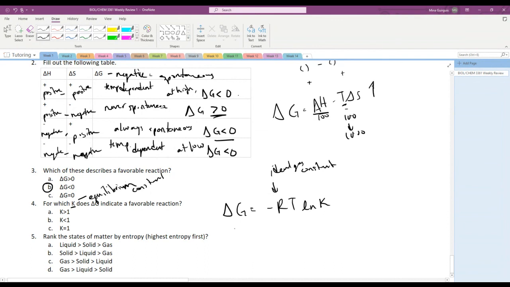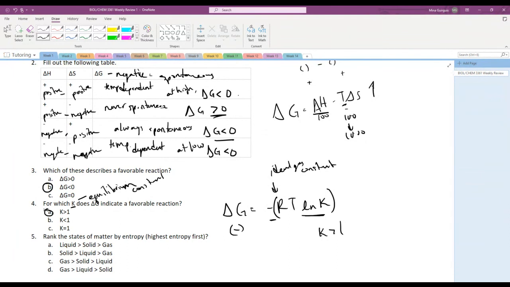So if a favorable reaction is negative, this is negative, so we need this part to all be positive. R is positive, temperature in Kelvin is always positive, so we need this thing to be positive. In other words, K should be greater than 1 for that to happen. When K equals 1, we get 0, and when K is less than 1, we get negative values for the natural log, which will turn the thing positive.